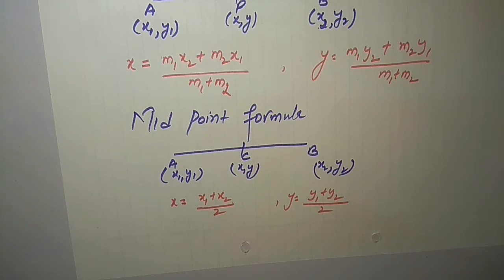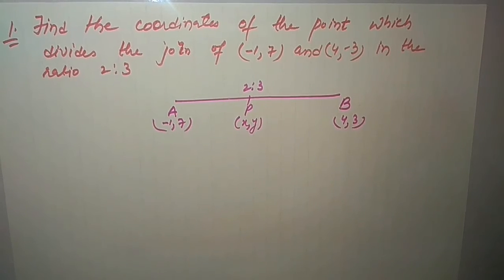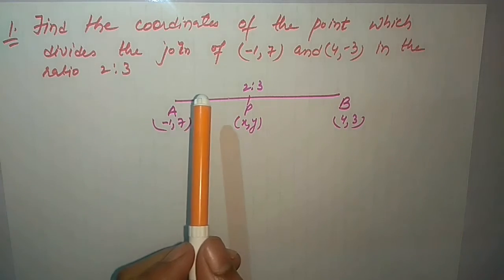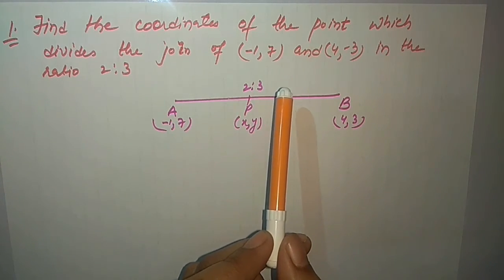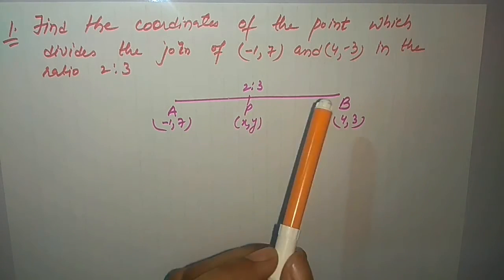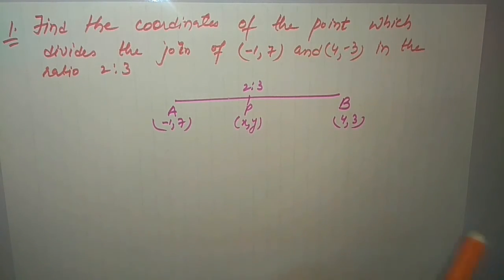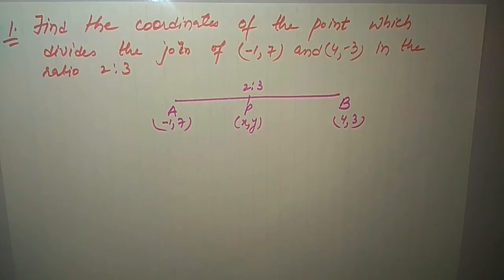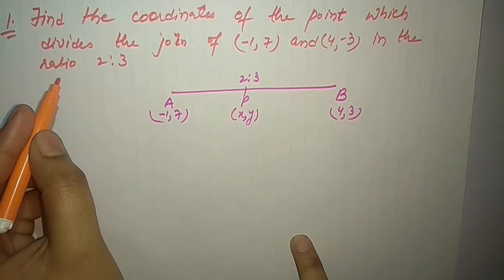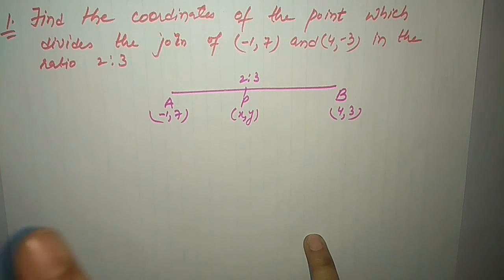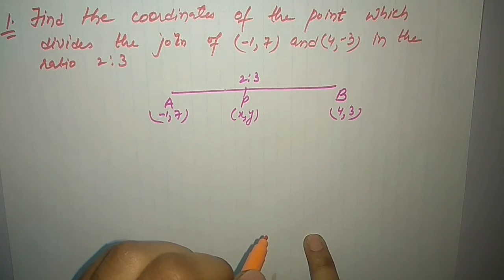So let's start. Here is the first question of 7.2: find the coordinates of the point which divides the join of (-1, 7) and (4, -3) in the ratio 2:3. (-1, 7) and (4, -3) is the line, and we need to find the coordinates of a particular point which divides it in the ratio 2:3. Now by seeing the word ratio 2:3, it is clear in our mind that we have to use the section formula. This is the main keyword.